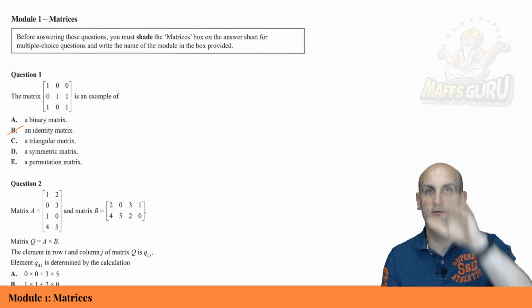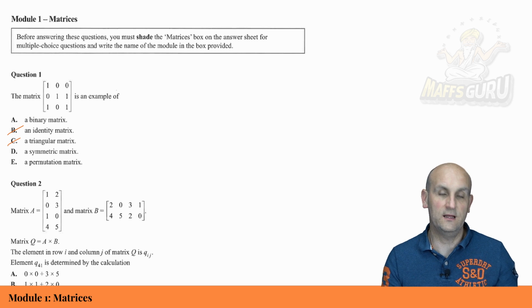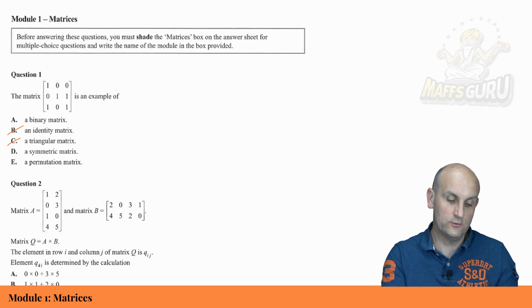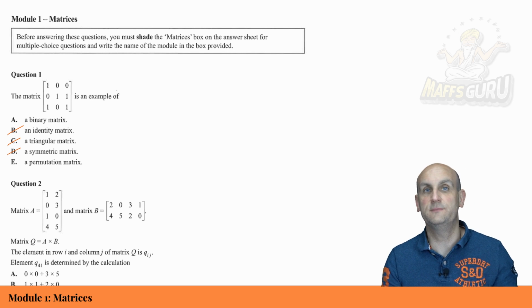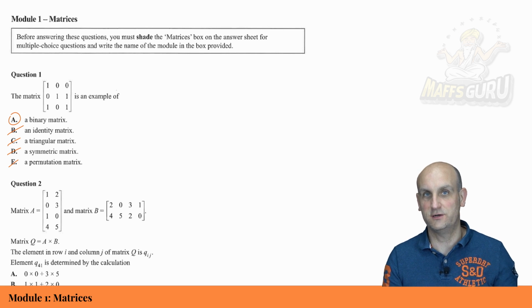A triangular matrix is zeros above or below, and that's not the case here. A symmetric matrix is where you do the transpose and it would look exactly the same. That's also not the case. And a permutation matrix has a 1 in each row, and that's not the case either. So as far as I'm concerned, a binary matrix is the correct answer.